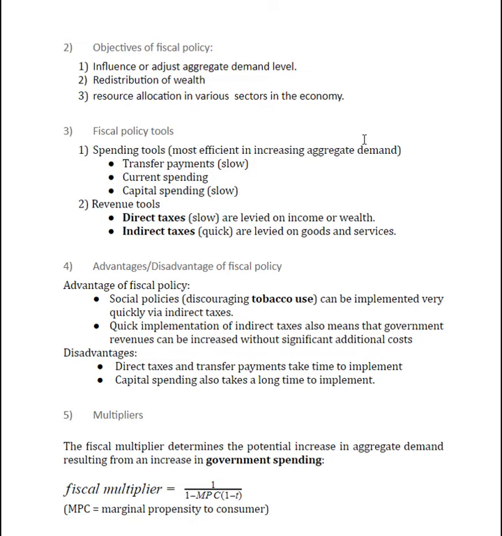There are advantages and disadvantages of fiscal policy. An advantage is that policy can be implemented quickly via indirect taxes. For example, the government can start charging high taxes on tobacco to discourage its use within the country. The quick implementation of indirect taxes also means government revenue can be increased without significant additional cost. Disadvantages: direct taxes and transfer payments take time to implement. The capital spending also takes a long time, like building infrastructure projects, which is not easy and takes years to complete.